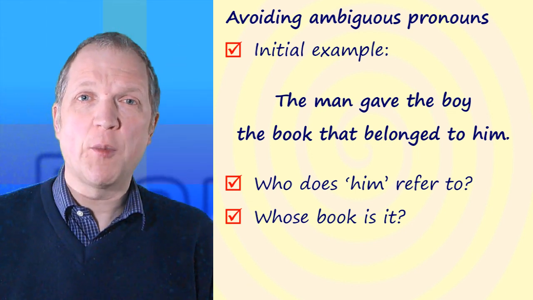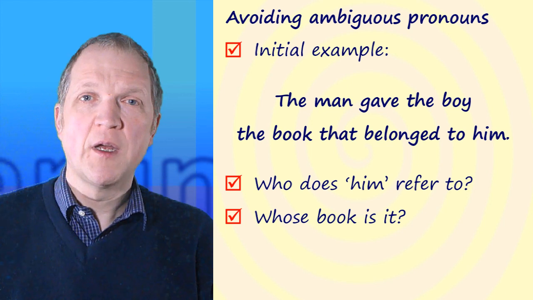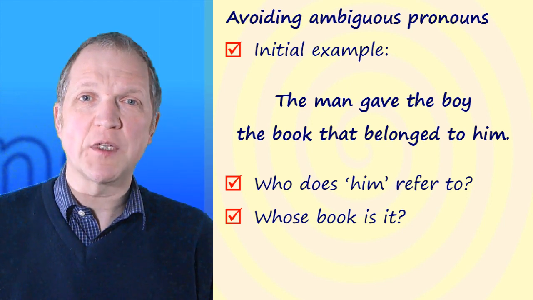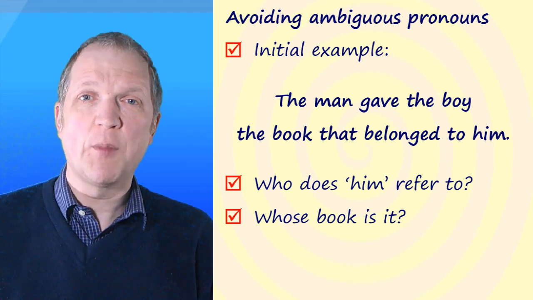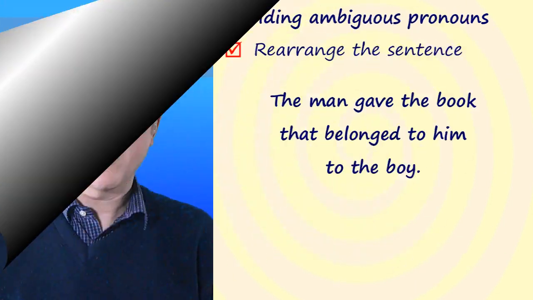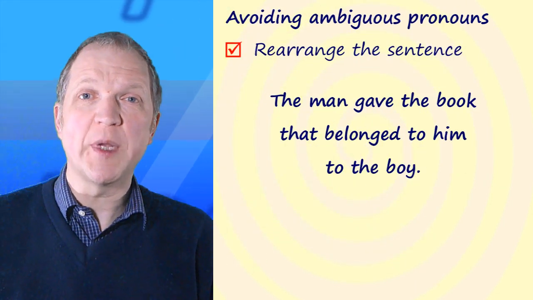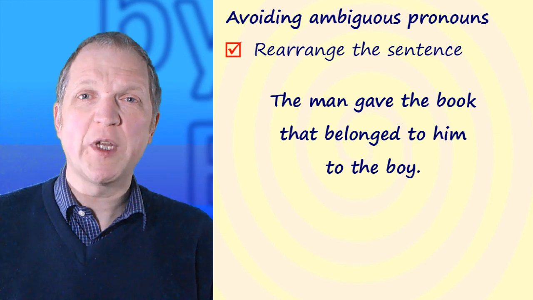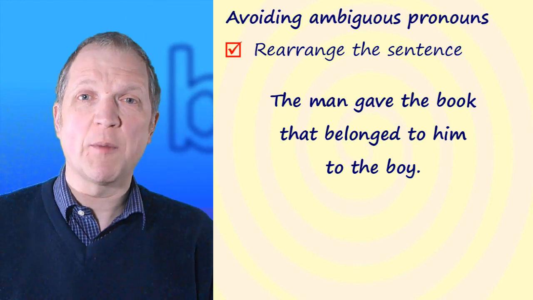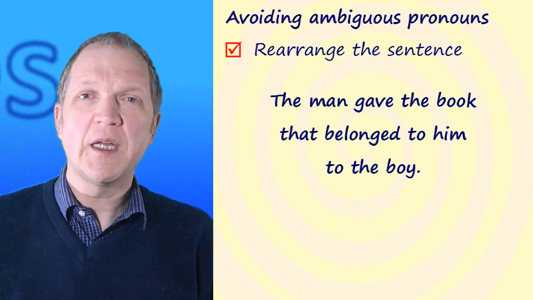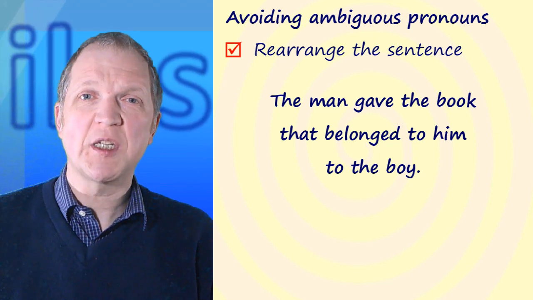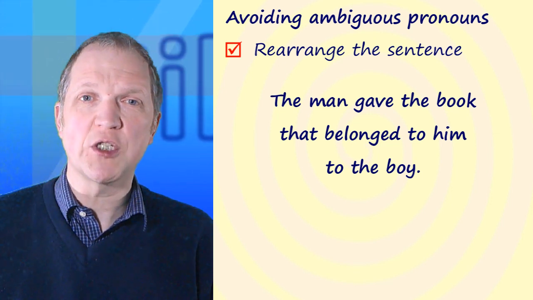The man gave the boy the book that belonged to him. The "him" in this sentence is ambiguous. Does it refer to the man or to the boy? Whose book is it? One way to improve this sentence could be to rearrange it. For example, we could say, the man gave the book that belonged to him to the boy. Here, "him" refers to the man because it appears in the sentence before the boy is mentioned.